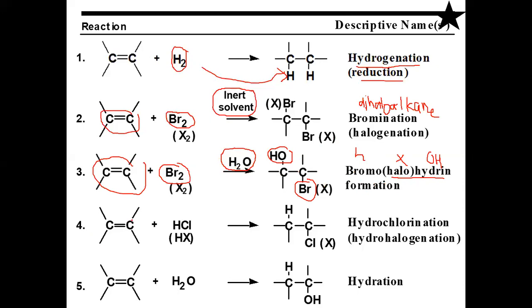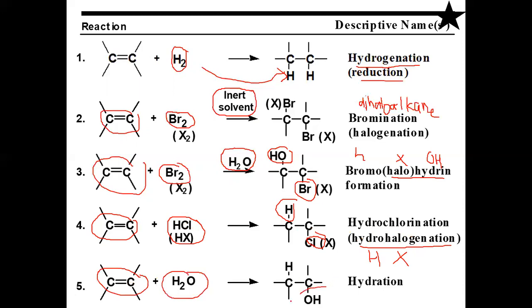So the fourth one is between alkene jumpa dengan HCl. So dia akan dapat hydrohalogenation. Hydro which is your H, halogen which is your X. So kamu masukkan X dengan H dalam struktur alkene untuk jadi hydrohalogenation. So the fifth one, alkene dalam water dia akan convert jadi alkohol. The process name is hydration.